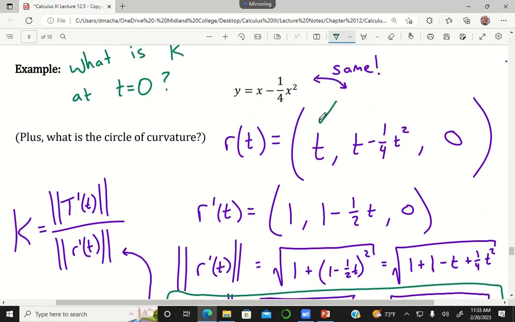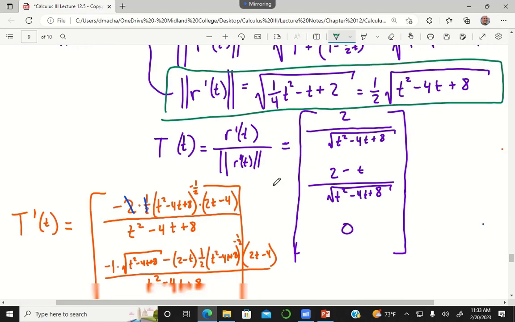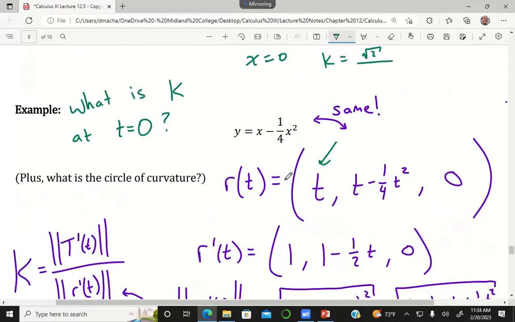And t equals 0 means x is 0. So at the point x is 0, we have curvature, what did I say, square root 2 over 32? Yeah, 32. So what is my radius of curvature? Radius of curvature is this 1 divided by k, right? So that should be 32 over root 2. Or you call it 16 root 2.